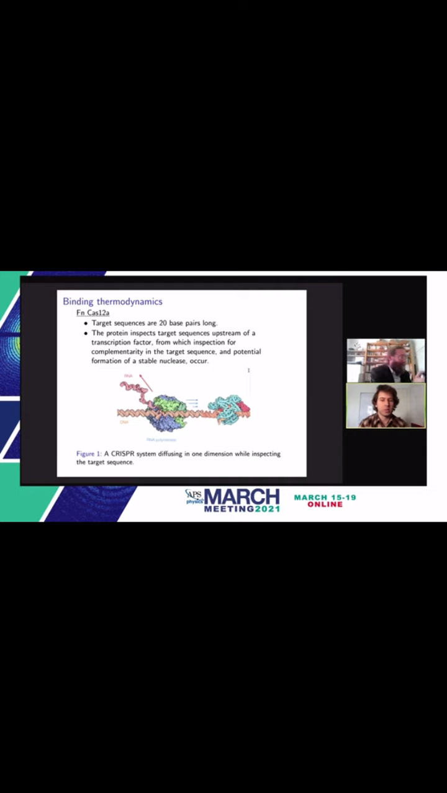The particular CRISPR-Cas protein that we're going to be considering is FnCas12a. This protein has target sequences that are 20 base pairs long. The inspection process for this protein entails that it first recognizes a PAM sequence, then searches through a target sequence on the DNA for complementarity, from which a stable nucleus is formed. From this figure, we can see an example of such a CRISPR system in which the protein is diffusing in one dimension along the DNA strand throughout its complementarity search.